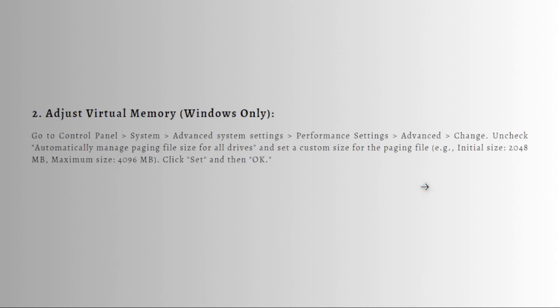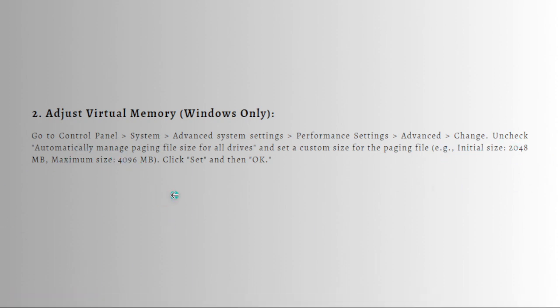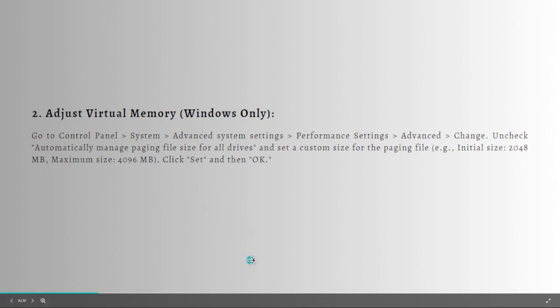Next one is to adjust virtual memory if you're using Windows. So if you're using Windows, you can go to your control panel and then go to your system and then click on the advanced system settings and then go to your performance settings. Then again go to your advanced and then lastly go to change, click on change. And then on there just uncheck automatically manage paging file size for all drives and set a custom size for the paging file. For example, like this. And then after that just click on set and then lastly click on OK.